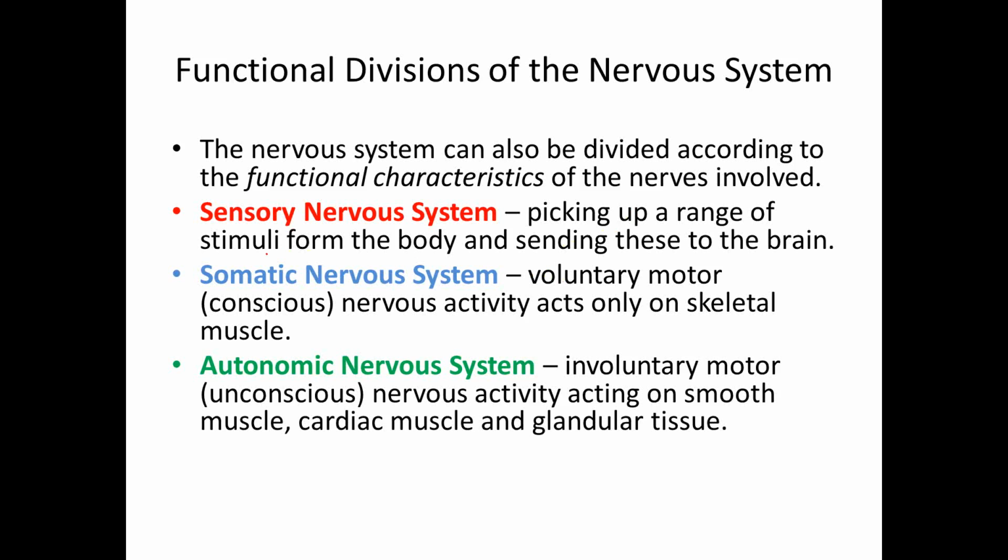Then we have this somatic nervous system, otherwise known as the voluntary motor system. This acts only on our skeletal muscle, the muscle that is arranged in our body to move our bones. And then we have this unconscious vegetative nervous activity, which we call the autonomic nervous system. It's involuntary. That means that we can't control it consciously. And it acts on the important tissues of the body like the heart and the gut and the lungs and the various glands of the body.